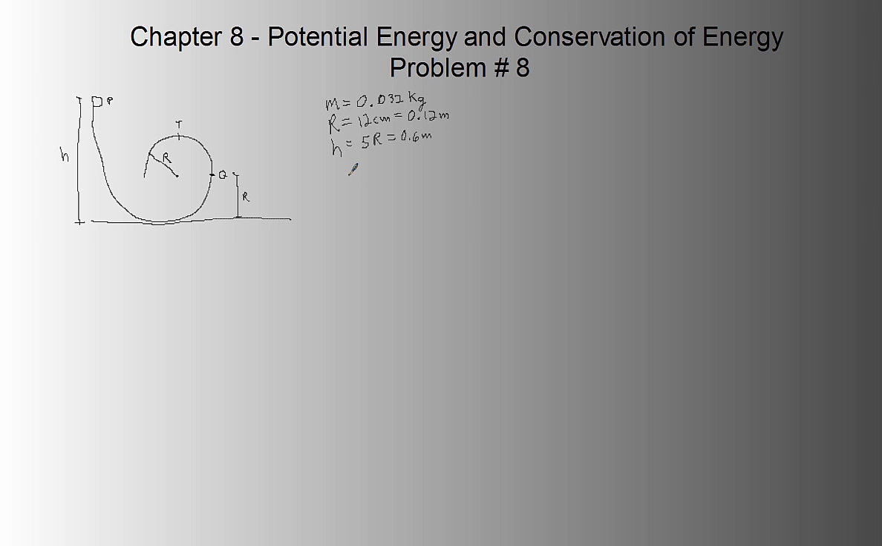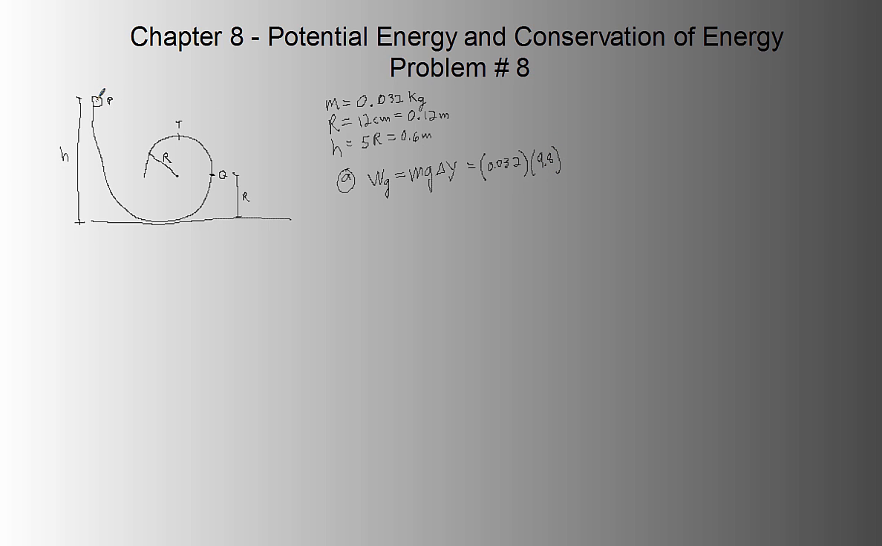Part A, we need to find how much work does the gravitational force do on the block as it goes from P to Q, so from this height to this height. So, work through gravity is mg delta y, and let's just substitute in. So mass is 0.032, g is 9.8.